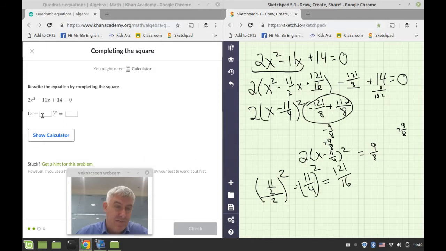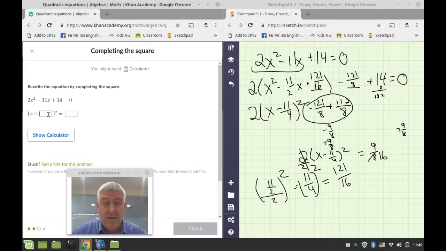So now it's time to enter this, and it has an error here somewhere. Oh, gonna divide by 2. There we go. All right, so I'm gonna divide both sides by 2, and we're gonna get 16ths here. So there we go. Negative 11 fourths, 9 16ths.